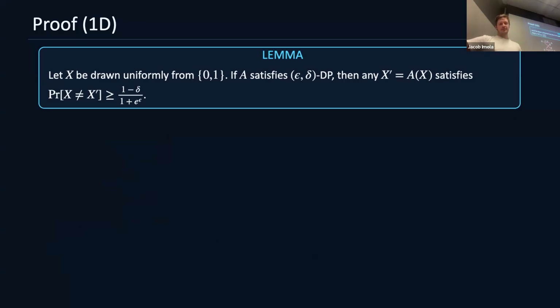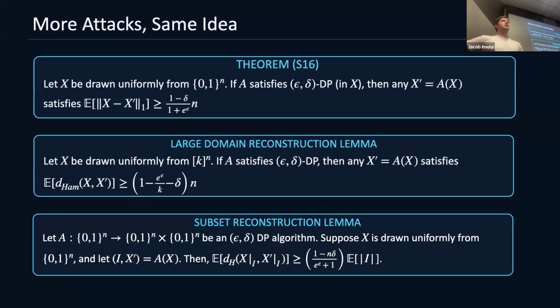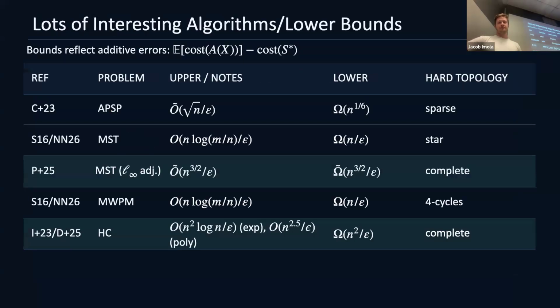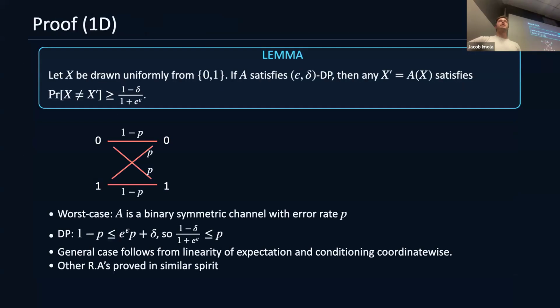The subset reconstruction attack is a little bit more involved, because you can't just condition on one coordinate each n times. You have to sum over all 2 to the n possible outputs, but it really is the same spirit as this one-dimensional case. So any questions about that?